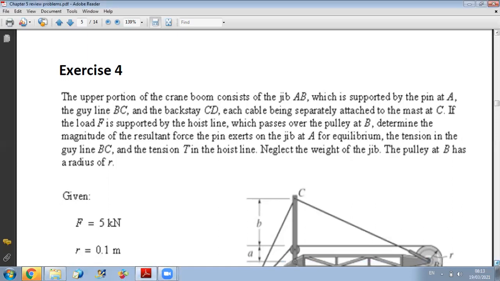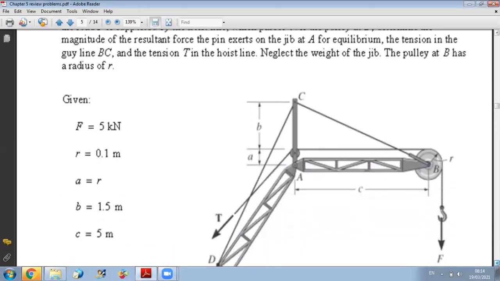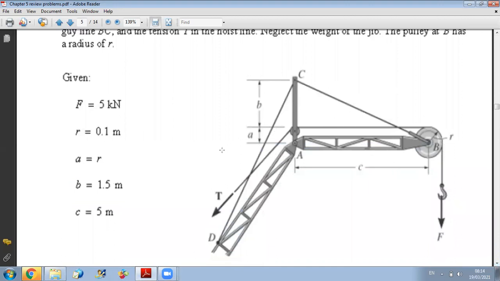So here, in this problem, it might seem a little bit complex. Okay, you have this structure, and I want to find what will be the reaction at A here, and what will be the tension in this cable here, and in the main line. And I have two cables, cable BC. So I want to find what is the tension in BC, TBC, and I want to find the value of tension also in the tension T here.